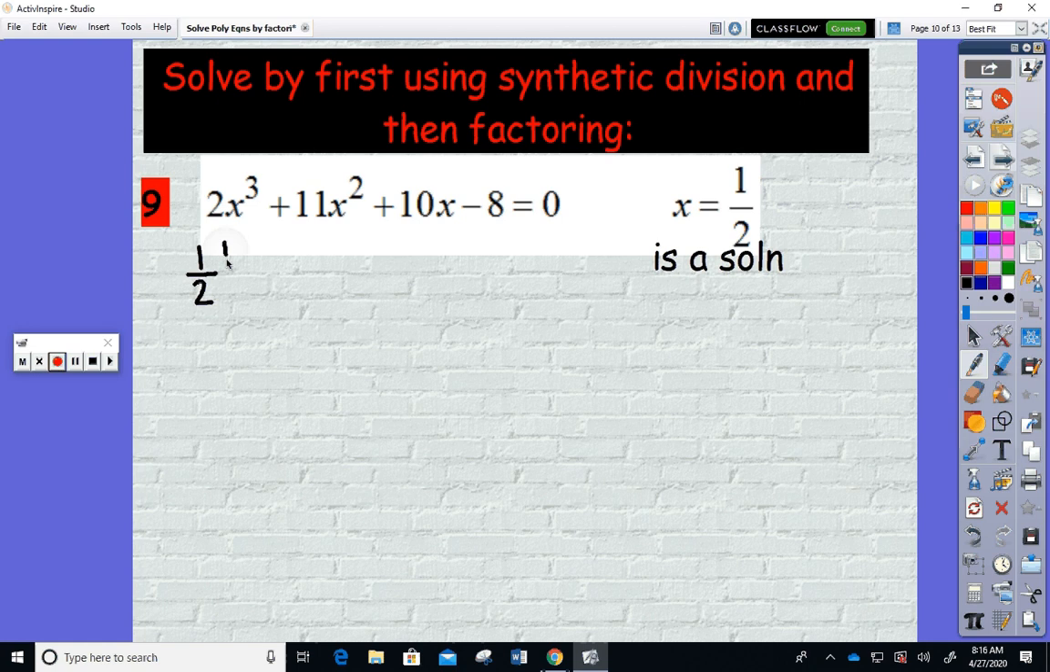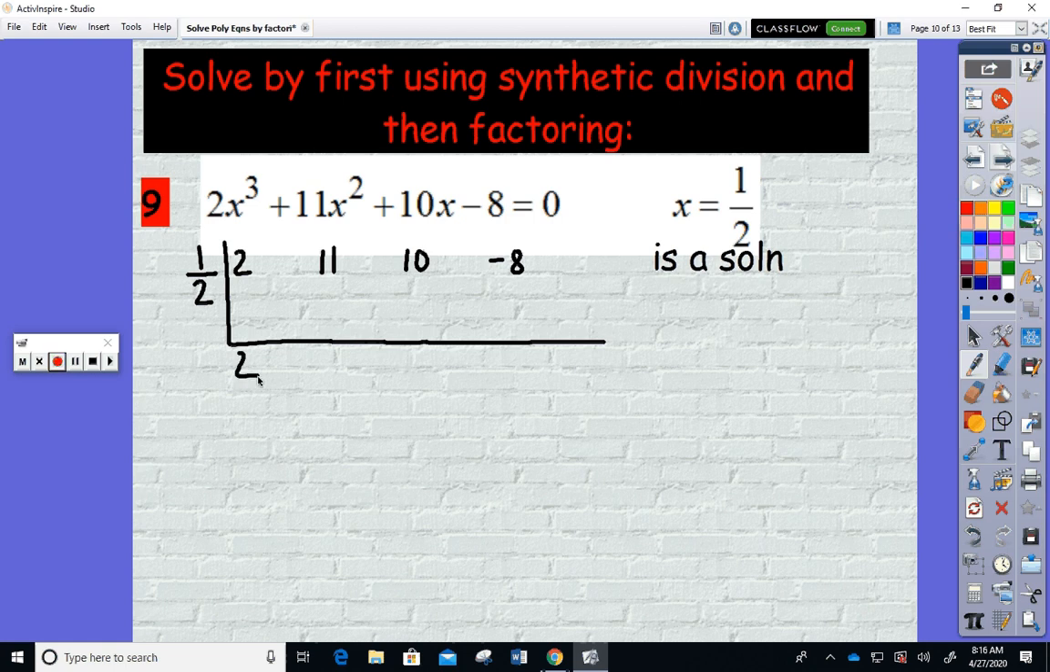So if they tell me I've got a solution of 1/2, I'm going straight to synthetic, because I'm going to use that solution. So I've got 2, 11, 10, and negative 8. I am checking for placeholders because that's important, and there weren't any. All right, guys, so drop down your 2.